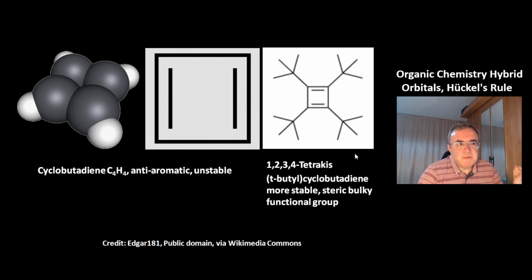That's this derivative, 1,2,3,4-tetrakis-tert-butylcyclobutadiene. Now, this molecule is more stable because the sterically bulky functional groups, the tert-butyl groups, prevent the reaction of this ring.